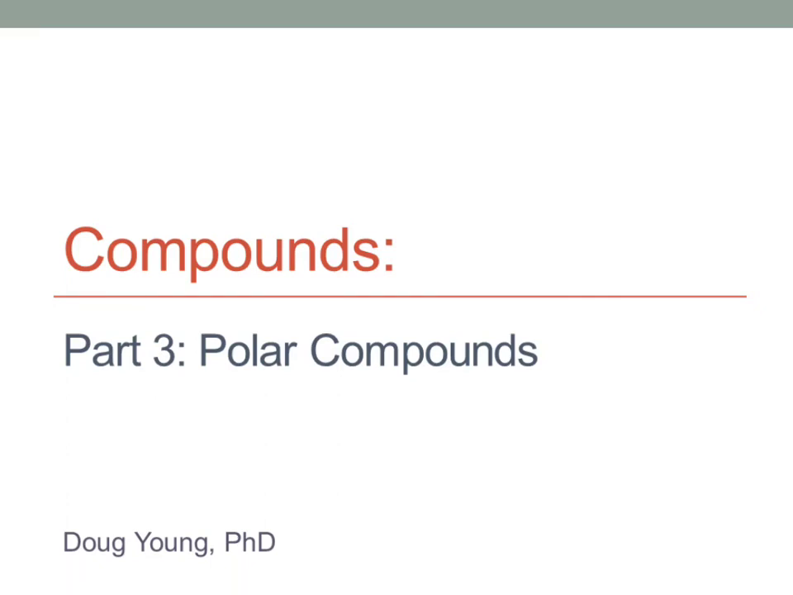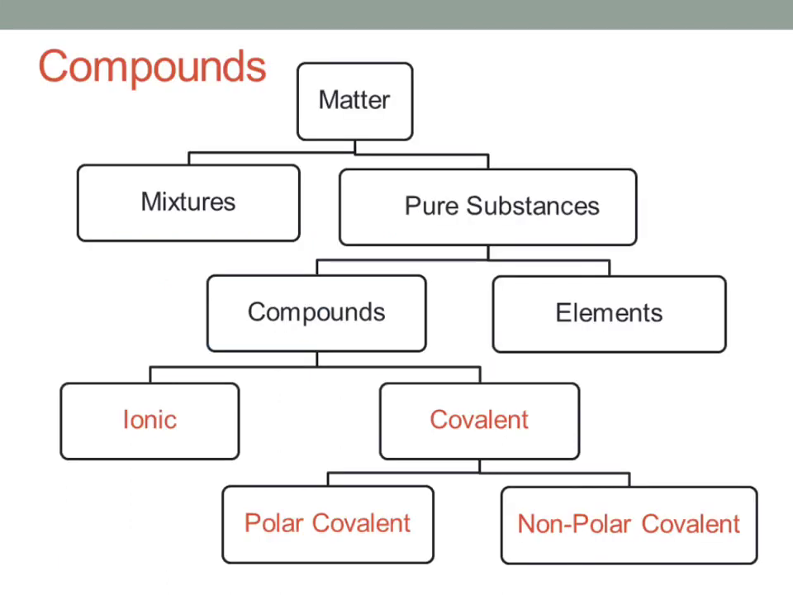Welcome back. In this video, we're going to talk more about polar bonds and compare them to nonpolar bonds and ionic bonds. Just to remind you, in the first video, I talked about ionic compounds and how they had a large difference in electronegativity. Then in the second video, we talked about nonpolar covalent compounds and how those arise when you have elements that have almost the same electronegativity, so there are no partial charges. You get a sharing of electrons. And in this video, we're going to talk about polar covalent compounds.